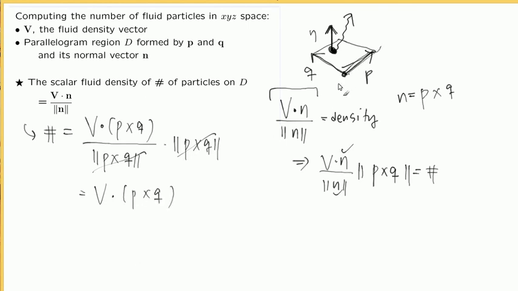If you have this side p vector and that side q vector, and v is a fluid density vector, how many particles are passing through that? Just the dot product, right? What was the work done by that linear line segment? Force vector dotted with your tangent vector, right? Same phenomena. Does that make sense?